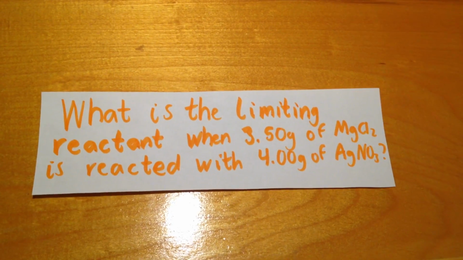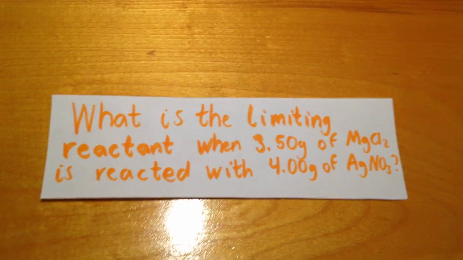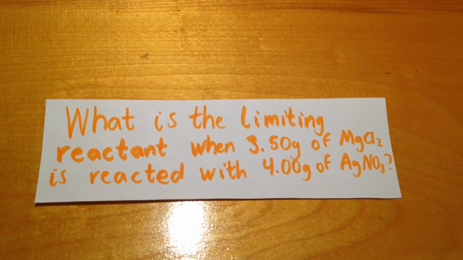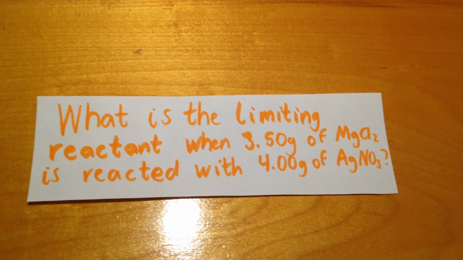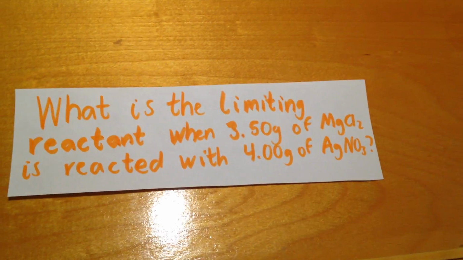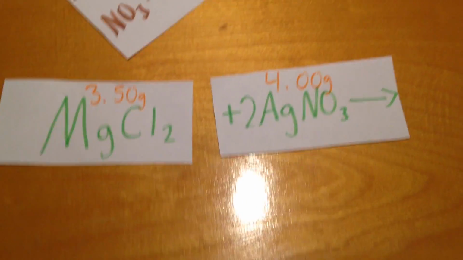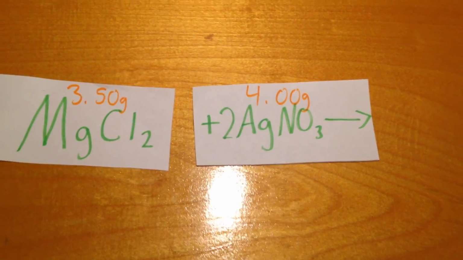Today we're going to learn about how to solve a limiting reactant equation. So let's take a look at an example. What is the limiting reactant when 3.50 grams of magnesium chloride is reacted with 4.00 grams of silver nitrate? So first, we're going to have to make this equation. So let's take 3.50 grams of magnesium chloride and react that with 4.00 grams of silver nitrate.